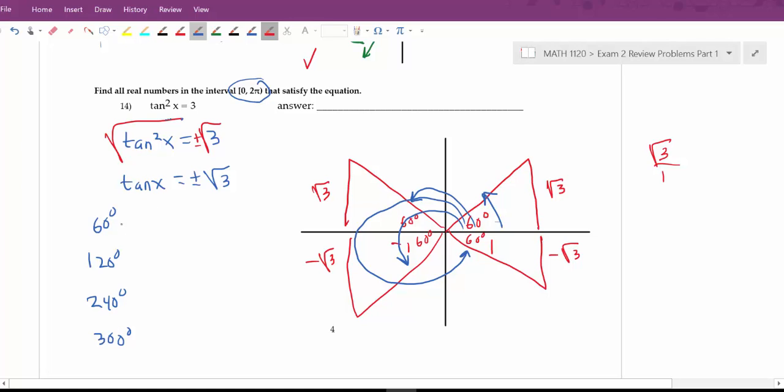Okay, and then if we convert these to radians, 60 pi over 180 is going to give you pi over 3. So that'll be the first answer. Okay, and multiply this by pi over 180 and reduce. That's going to be 2 pi over 3. Okay, and then multiply this by pi over 180. That's going to be 4 pi over 3.